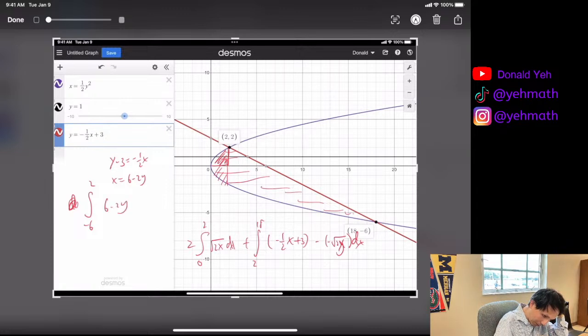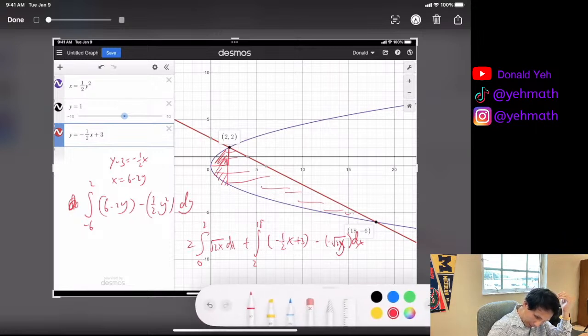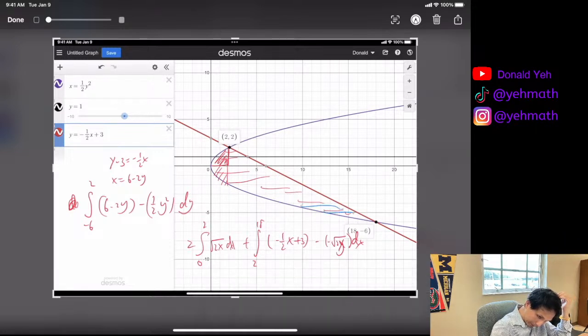So it'll be 6 minus 2y minus the bottom part, which is going to be 1/2 y squared, and dy. So you can do this in one integral, Jared, because you do right minus left. So the way that you accumulate area is going to be this way. And you only need to do one integral instead of two separate integrals, which is going to help you, because the calculation is much easier.